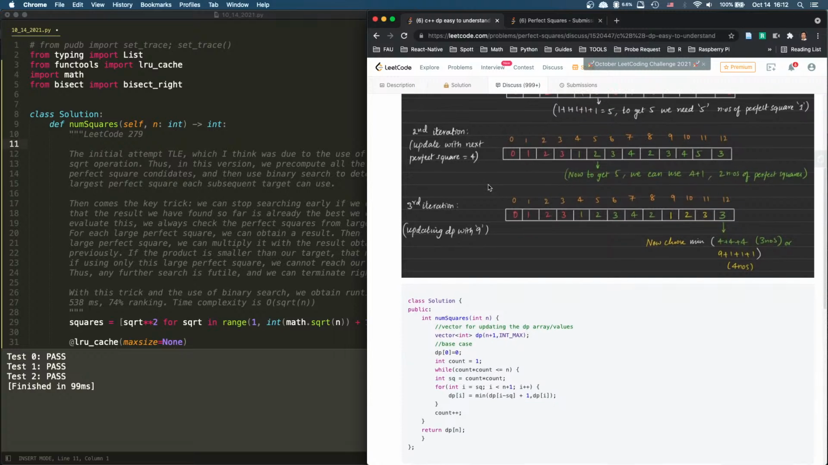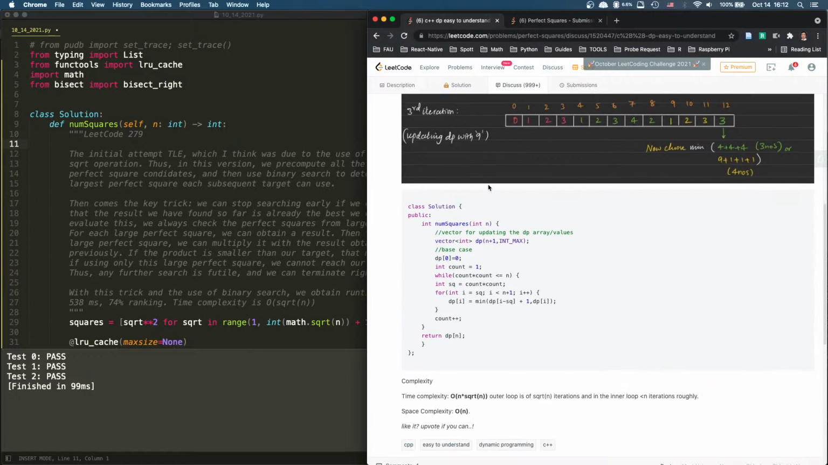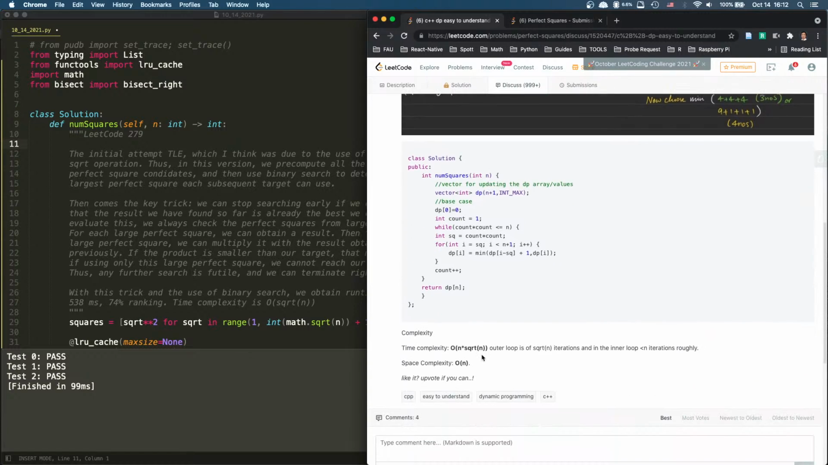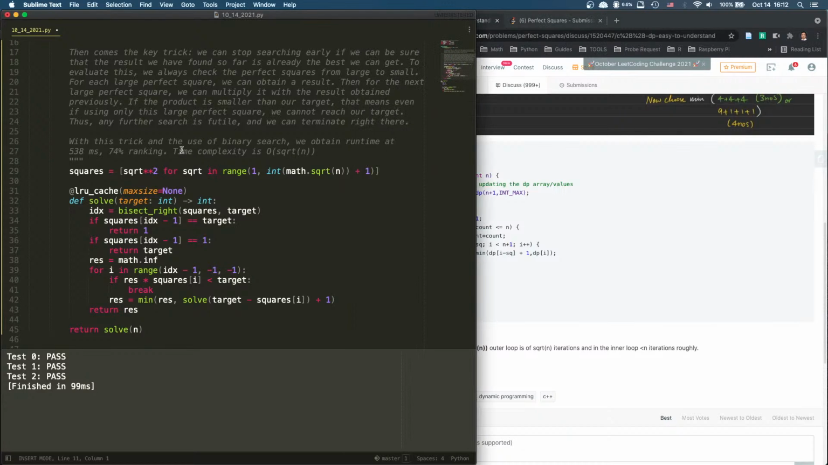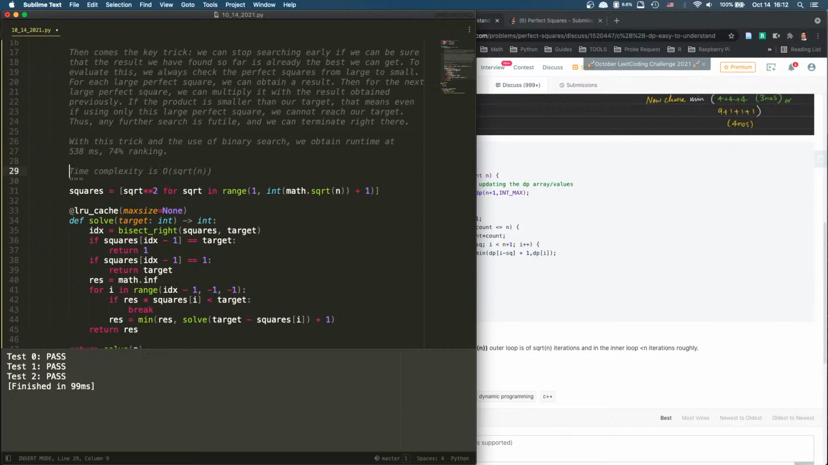Oh, I think this is bottom up. O(n square root n). Uh-oh, I got it wrong again. O(n square root n). Yeah, every time the top down is really hard for me to figure out. Note, time is O(n square root n). I got it wrong again.